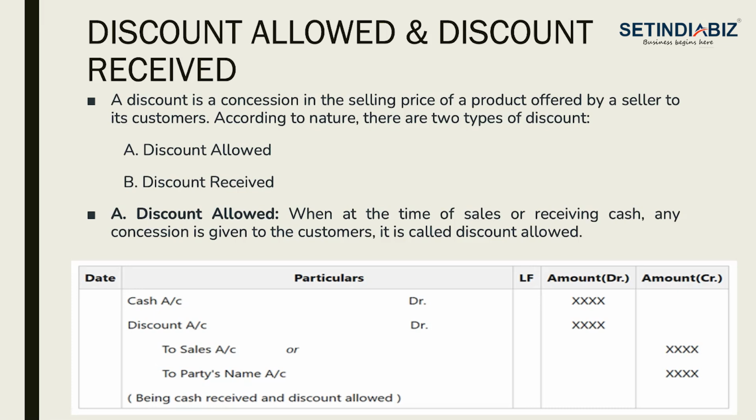It's reducing my sales value. To sales account, sales is my direct income, so it's increasing. It has to be credited, or if it's being done on credit, to party's name, right? Being cash received and discount allowed.